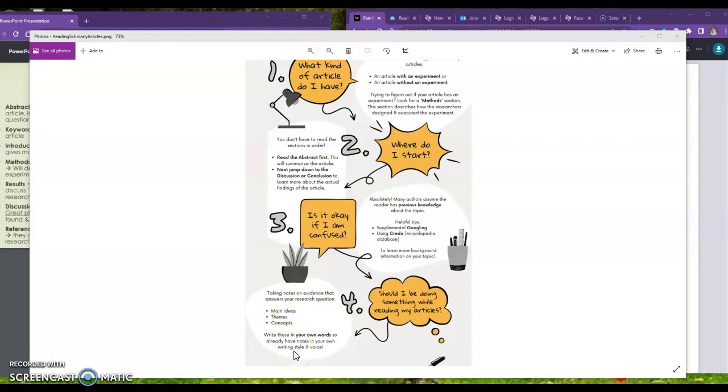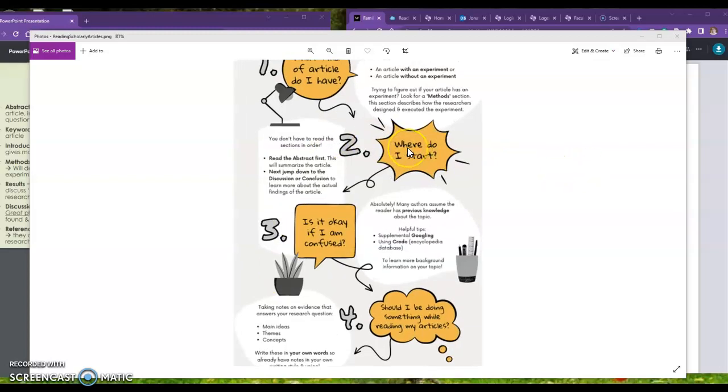Also, another tip is that when you write in your own words, then you don't get into the plagiarism issue. That way the reader or your teacher will know that you kind of digested the article and have a basic understanding of the article. That way you have it in your own words, and then when you start writing, you can plug that in too.